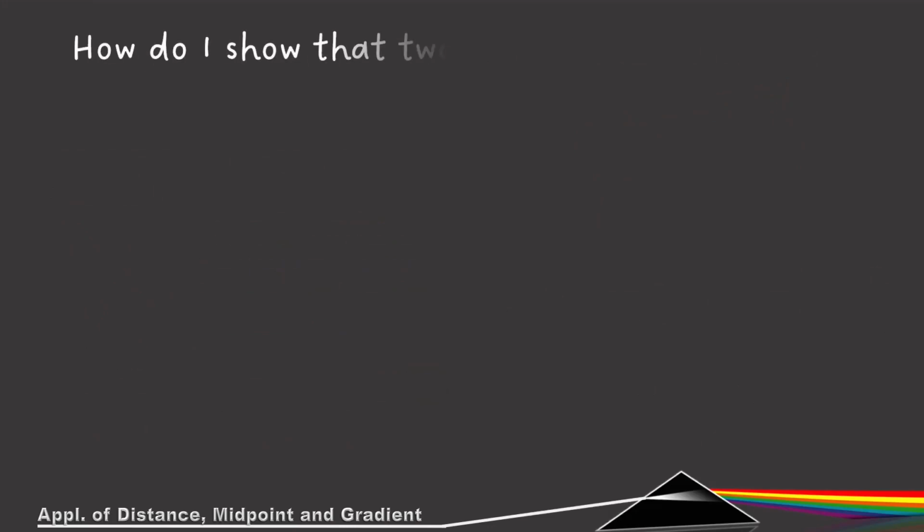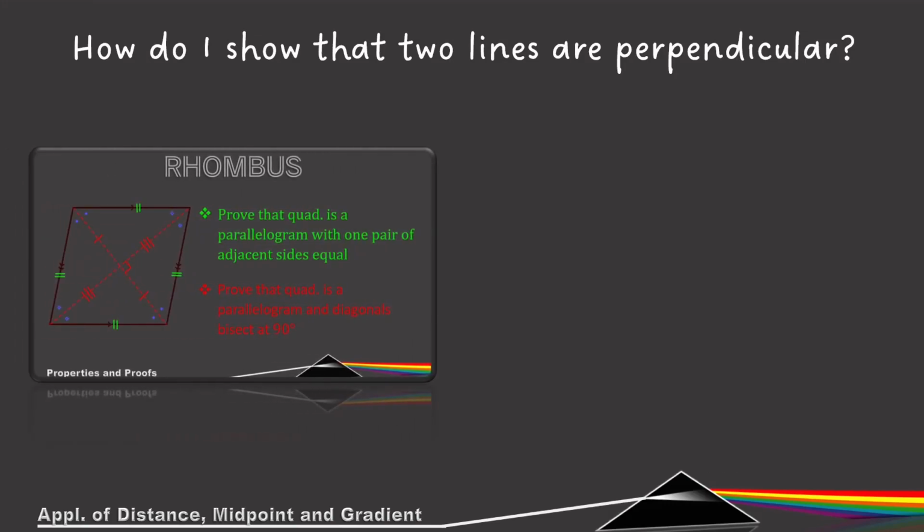So the next question is, how do I show that 2 lines are perpendicular? Now, when we have to prove the rhombus, for example, in one of the proofs, it shows that we need to show that the parallelogram and the diagonals bisect each other at 90 degrees. So we basically need to prove that the diagonals are perpendicular to each other. And the answer is again the gradient formula, because we know that if we have the gradients of two lines and we multiply them together, and that gives us -1, then it means that the lines are perpendicular.